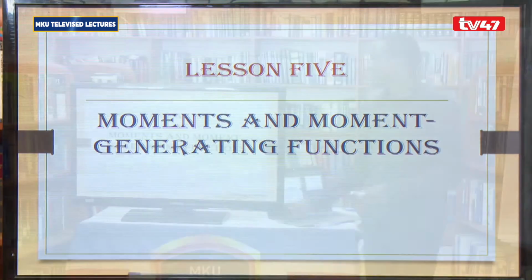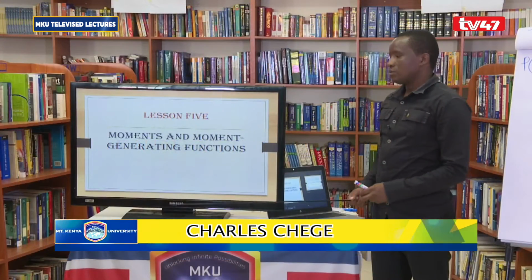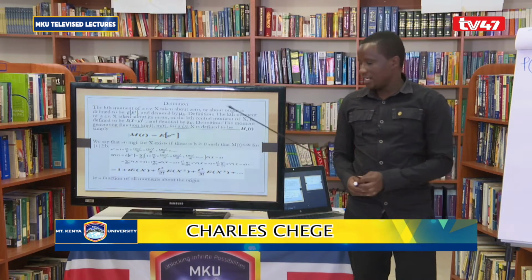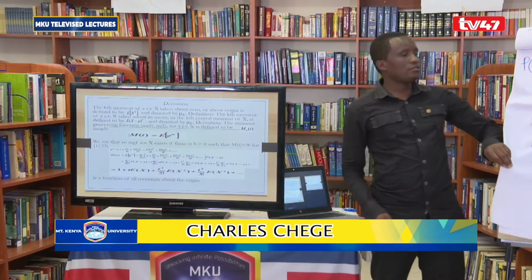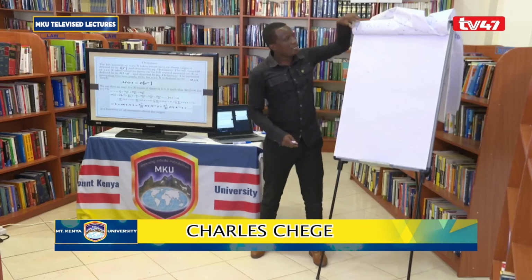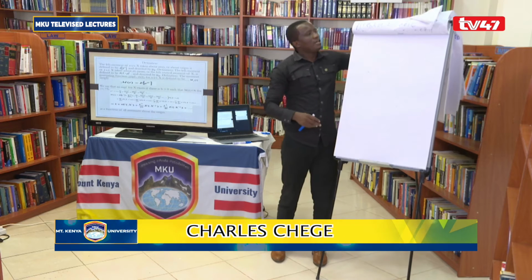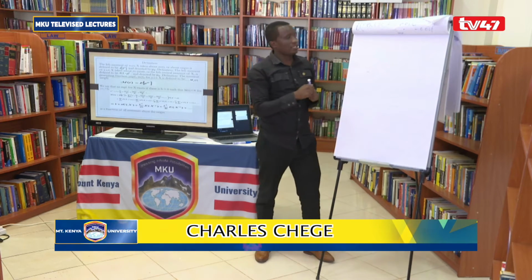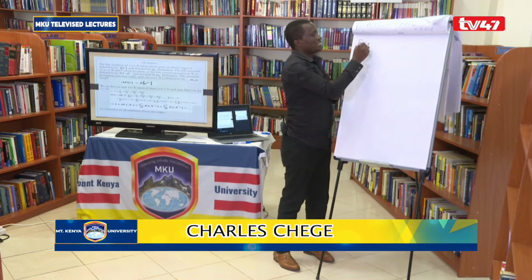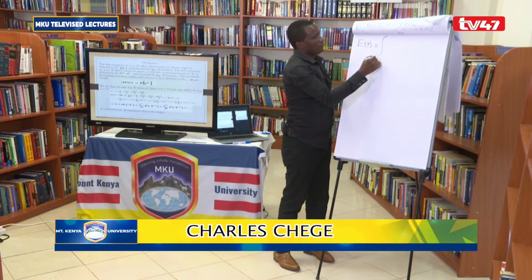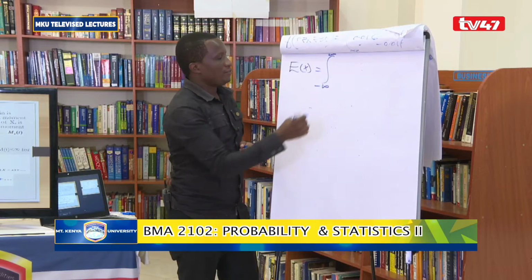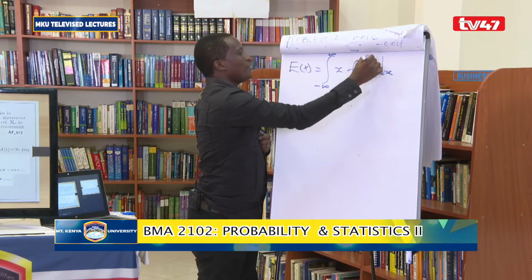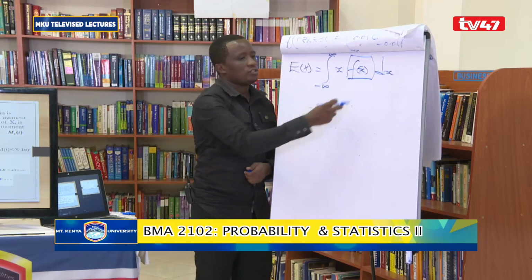Welcome to lesson 5. We look at moments and moment generating functions. Sometimes when we are finding the mean and the variance of a random variable, we might come across some distributions that are not easy to maneuver in terms of integrating them, because for continuous random variables, we said expected of x means the integral from negative infinity to infinity of x f of x dx. But the form of f of x is sometimes tedious to work with.